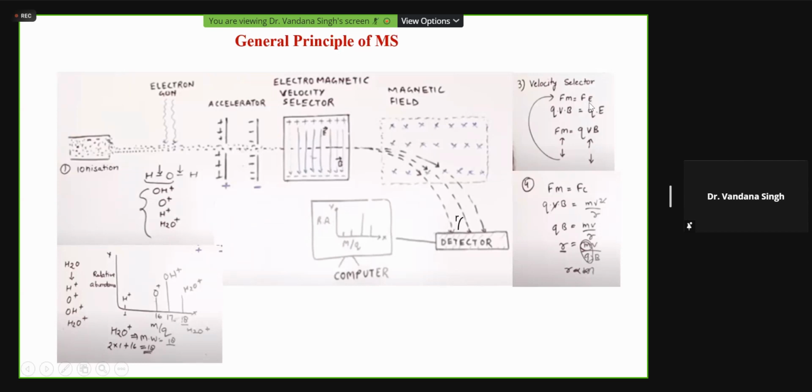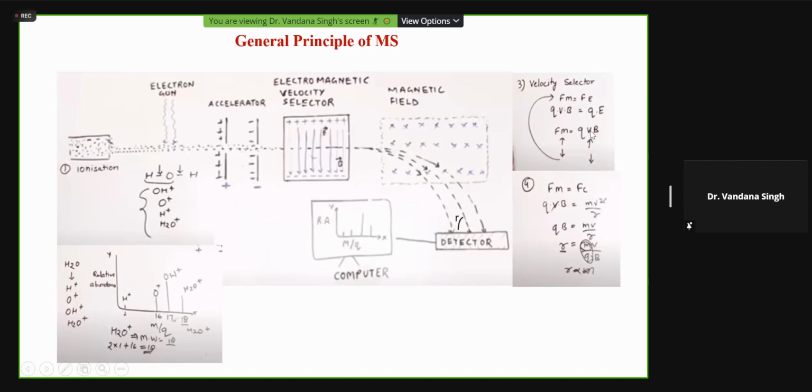The magnetic force and this electric force are equal in nature, and as we know, the magnetic force depends on the charge of the molecules, its velocity and magnetic field strength, whereas the electric force depends on the charge and electric field strength. So what happens is, if the molecules have low velocity, it means they will have a smaller magnetic force, and so they will get deflected towards the electric field.